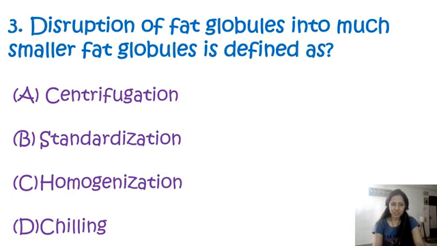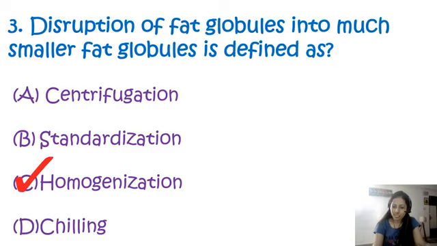Next, question number 3, the disruption of fat globules into much smaller fat globules is defined as centrifugation, standardization, homogenization or chilling. So the disruption of fat globules into much smaller fat globules is defined as homogenization. So my option C is the correct option. Homogenization is my correct option.